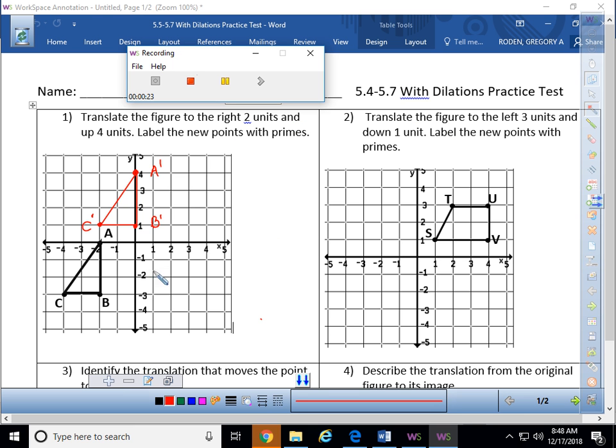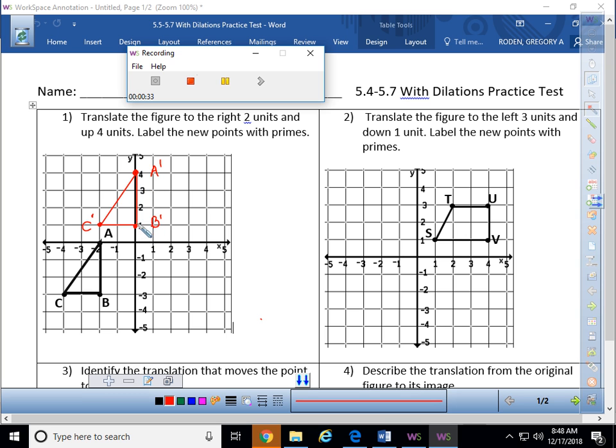Alright, so hopefully for number one you got this red image here made from the black preimage. Just to show you how I got it, we took each point and translated it to the right 4, up. So this whole triangle has been shifted to the right 4, up.